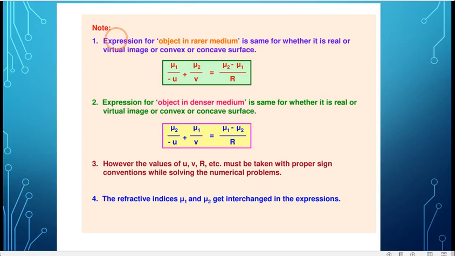But if the object is in the denser medium, the expression is the same whether it is real or virtual, or convex or concave. That is mu2 upon minus u plus mu1 upon v is equal to mu1 minus mu2 upon r. And we are going to take the proper Cartesian sign convention over here for the values of u, v and r. And if we exchange or interchange the values of mu1 and mu2, there is a change in the expression or value.